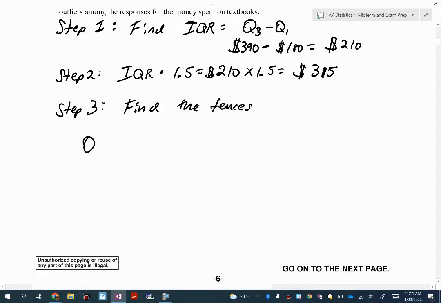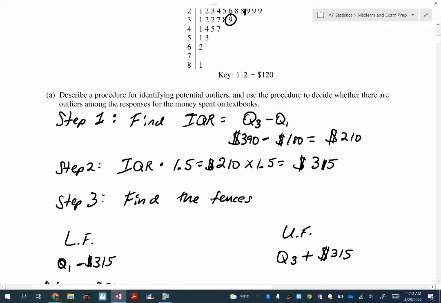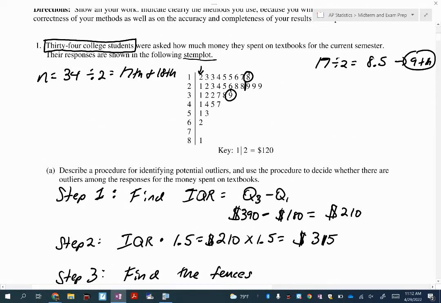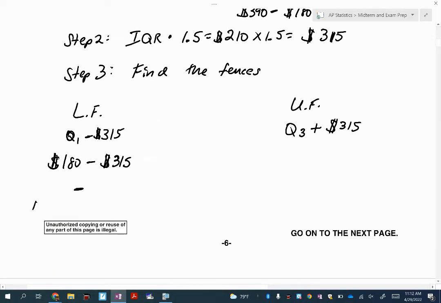So the lower fence, which I'm going to write as LF, is quartile 1 minus that $315 that we just found. The upper fence is quartile 3 plus $315. So if I take 180 and subtract 315, that's going to be a negative number. And I'm not really concerned about what it is, because this data is how much money students are spending on textbooks, and you're not going to spend a negative amount of money. So that means we don't have any outliers on the low side.